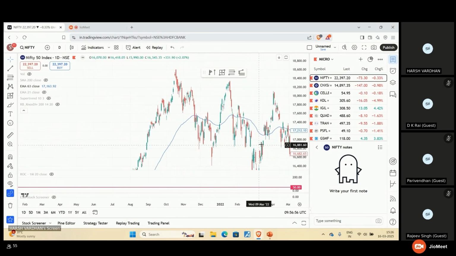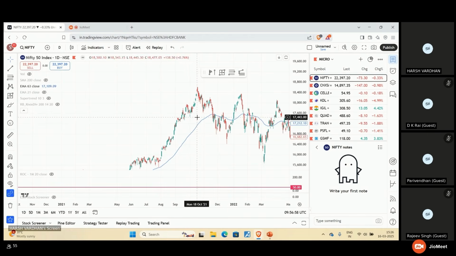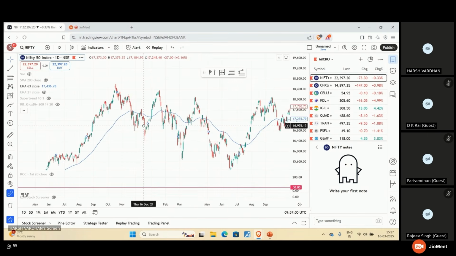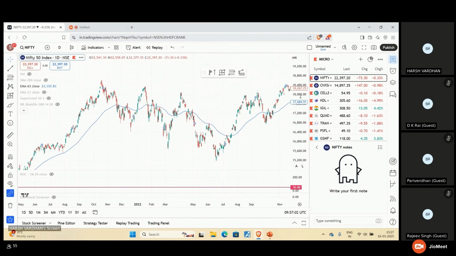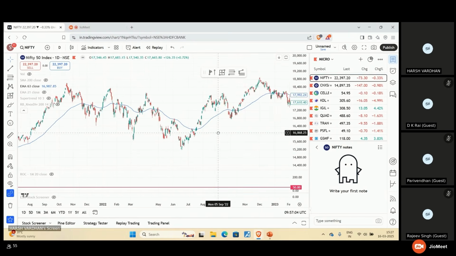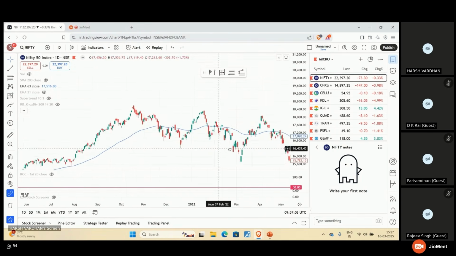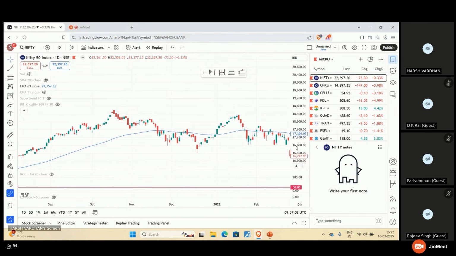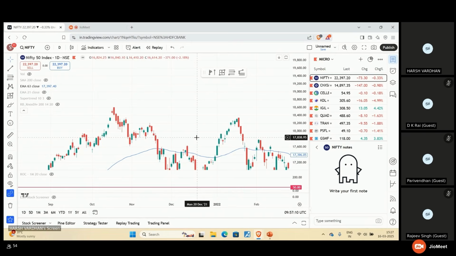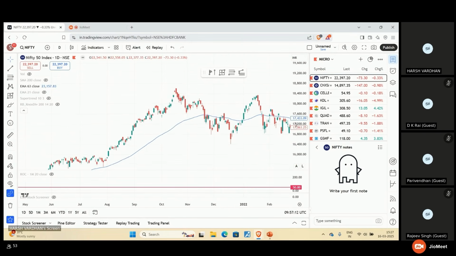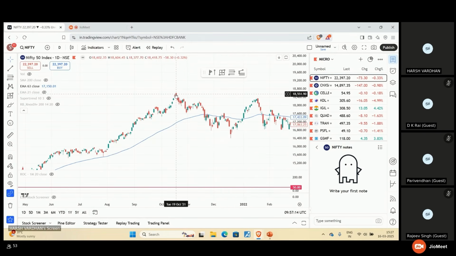Then you can see this was the 2021 time. So 2021 to 2022, the market was more or less here. Also, you can see, for example, let me zoom in. Here also you can see the market broke its previous low. For example, this was higher high, higher low, higher high, again higher low, then higher high.